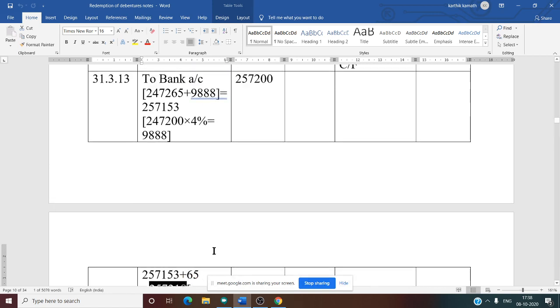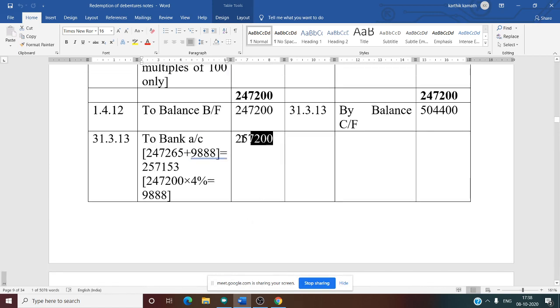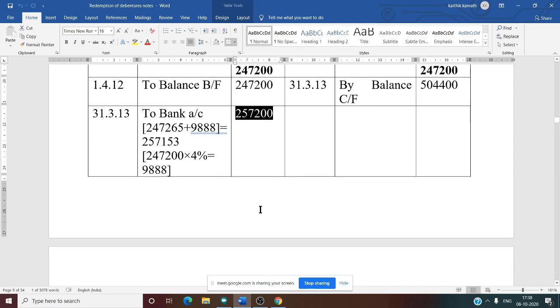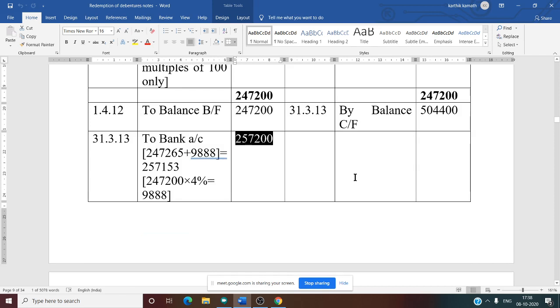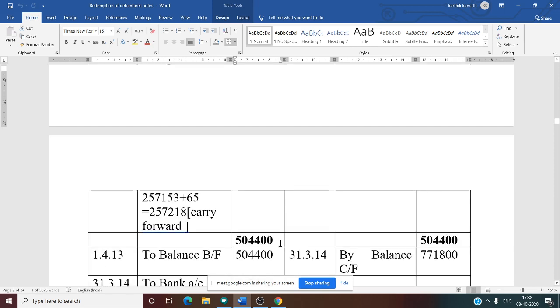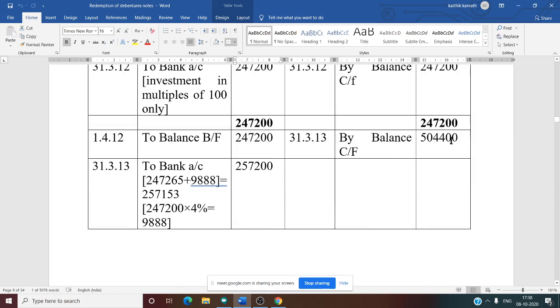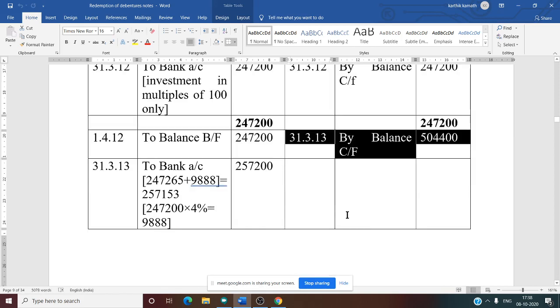So we are going to write here 2,57,200, multiples of 100 only. So this year what happens? Close that amount. Total of this year is 5,04,000. That is second year total 5,04,400. So close that amount. Close that year balance. There is no other entry. So balance carry forward 5,04,400.